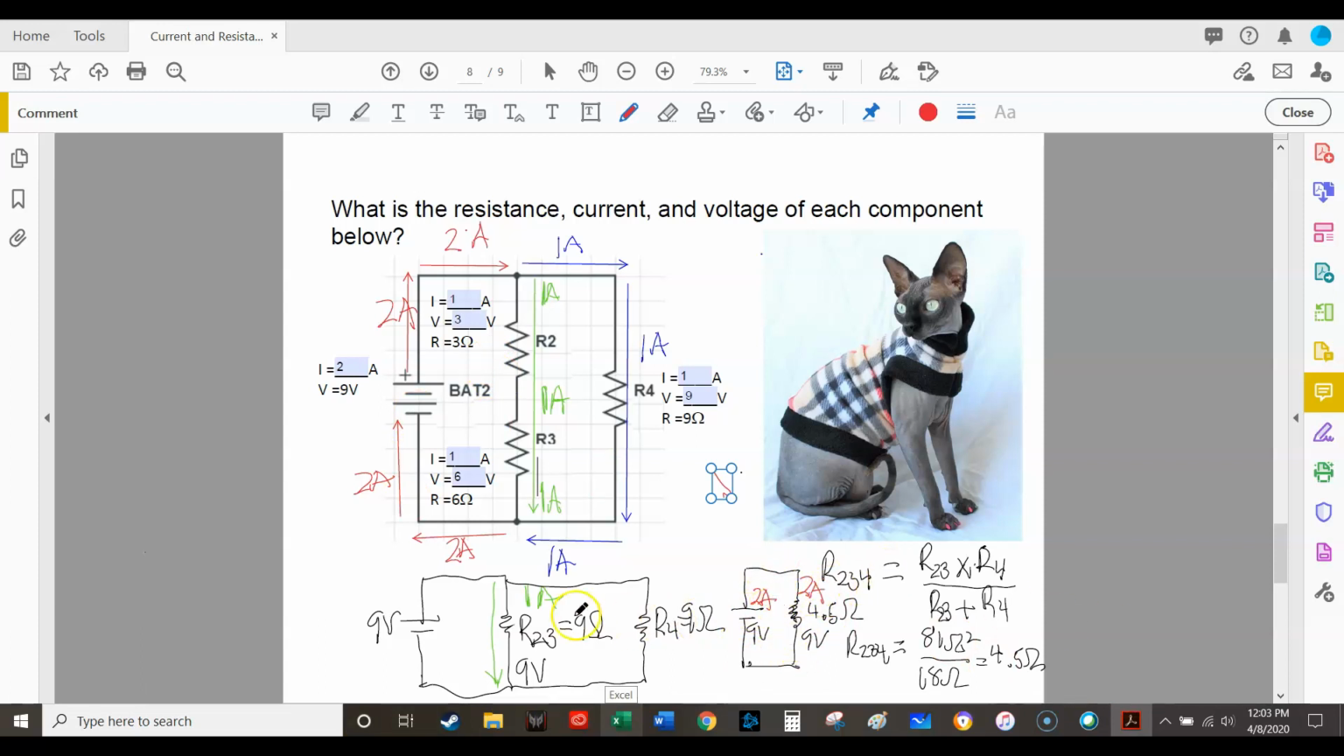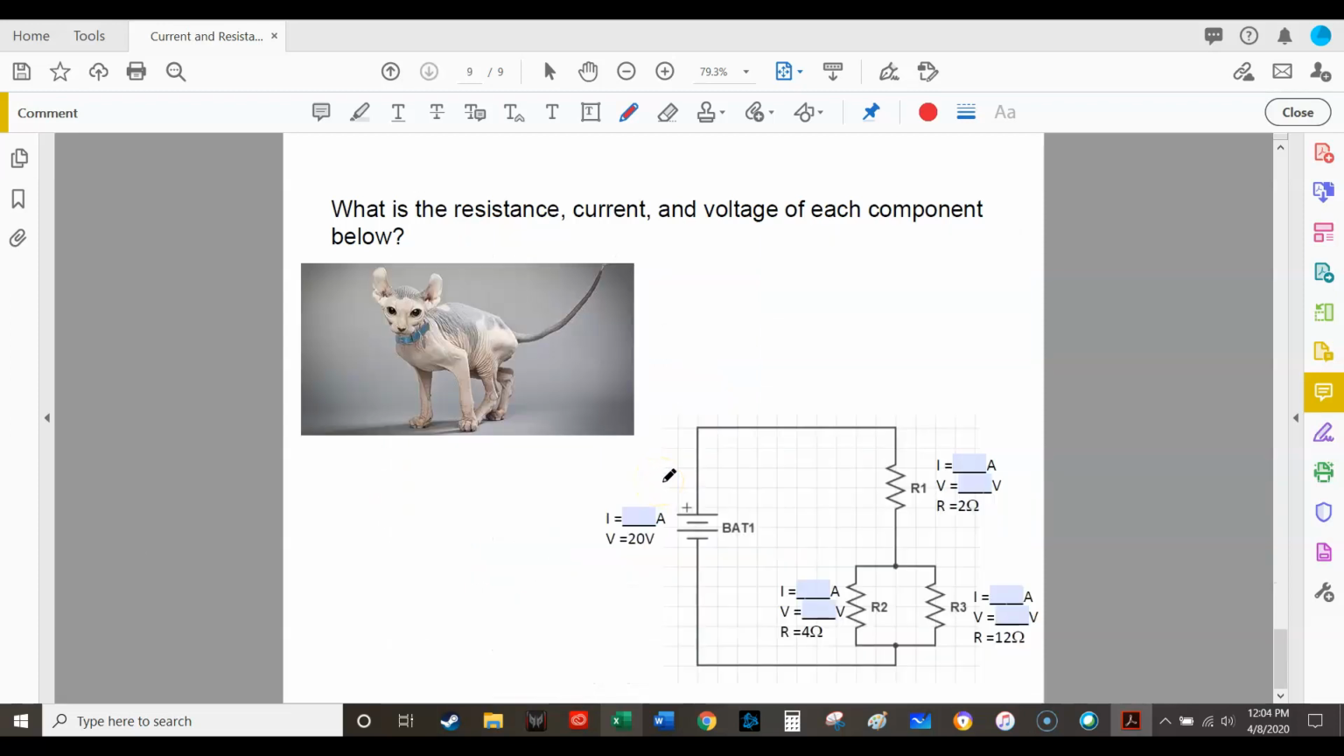And you just do it in little chunks. I chunked these two together to get 9 ohms. And then I put these two, R2, 3, in parallel with R4 to get 4.5 ohms. And then you know the voltage, and then you could get the current. So there's a lot of ways you could have done this problem. I kind of like the first way, a little bit easier.